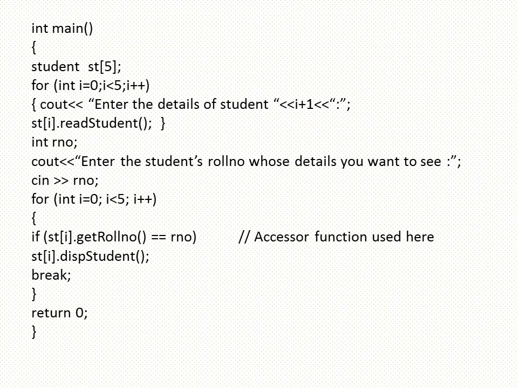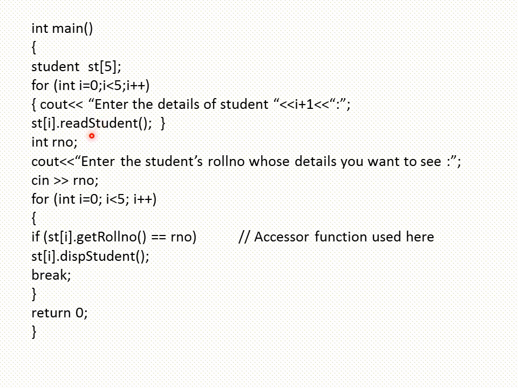We move on to the main function here. See, student st of 5. It says that we are creating an array of objects where we can store the details of 5 students. See the for loop, it goes from 0 to 4. So 5 students' details are got. I enter the details of student i plus 1, it means that I enter the details of student 1, student 2, like that it will come. And this st of i dot read student is accessing the read student function, which facilitates us to enter the details of the students one by one.